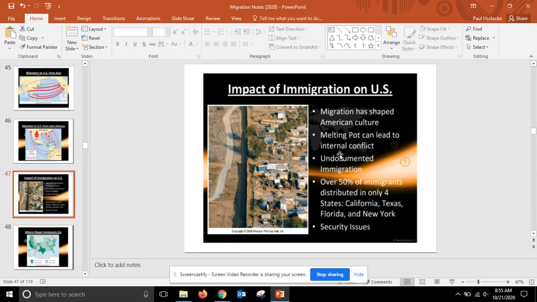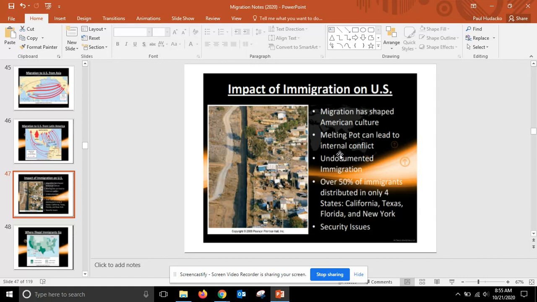Over 50% of all immigrants to the U.S. come to four major states. California, thinking about the West Coast. East Coast, think of New York. And then think of proximity to parts of Latin America, Texas. And then Florida in the Caribbean regions. So when we think about these areas, it's all about proximity.